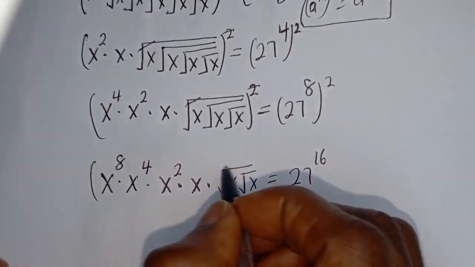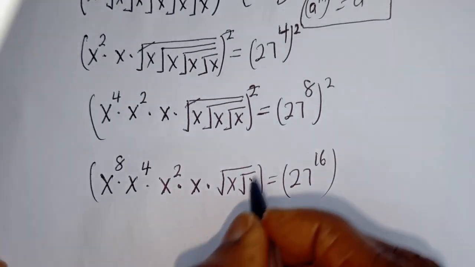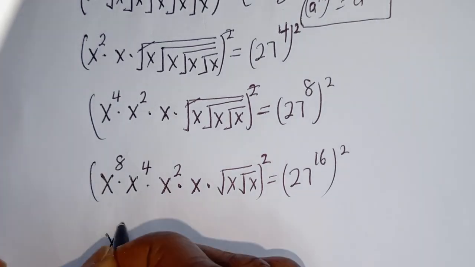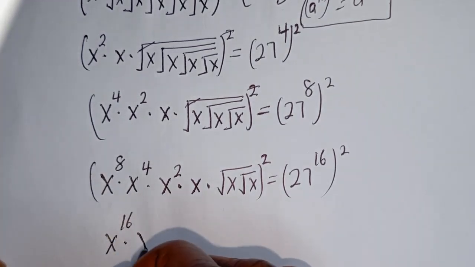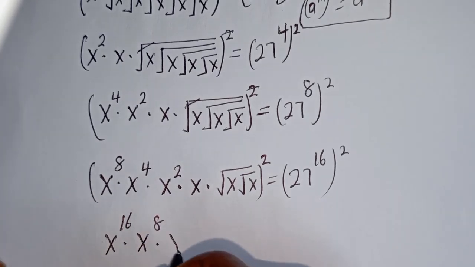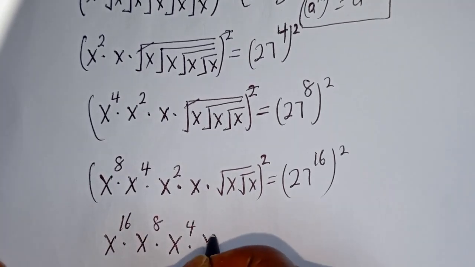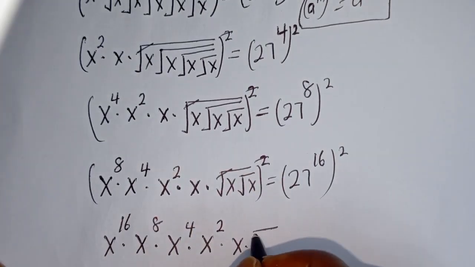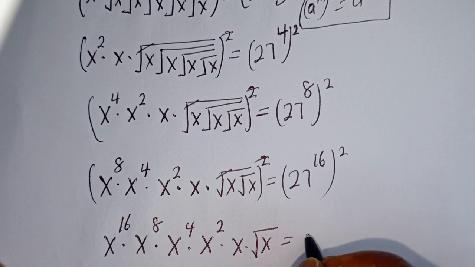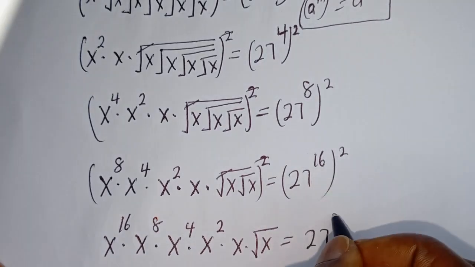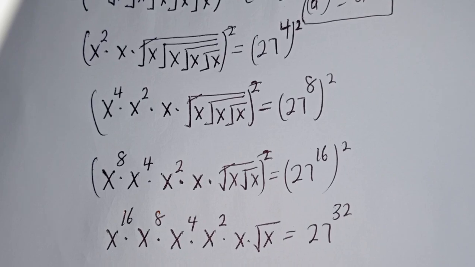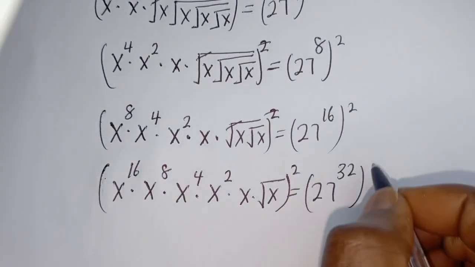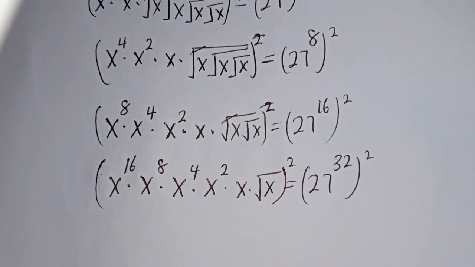Let's square both sides of this equation again. This will give you s to the power of 16 multiplied by s to the power of 8 multiplied by s to the power of 4 multiplied by s squared multiplied by s multiplied by square root of s is equal to 27 to the power of 16 times 2, that is 32. Now let's square both sides of this equation again, in order to remove this last square root.